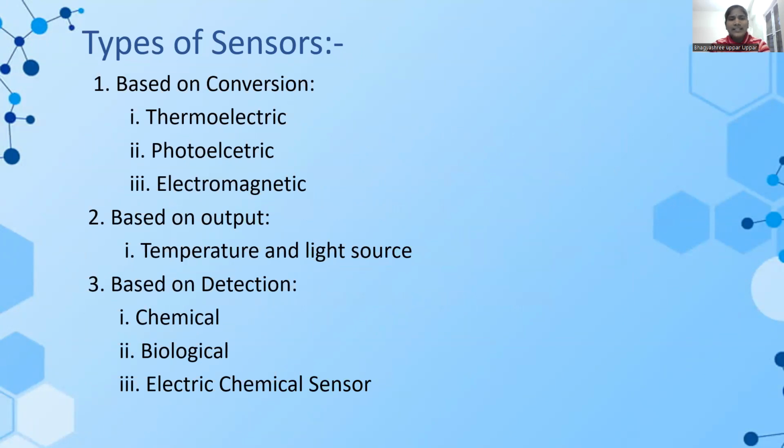The types of sensors are: first one, based on conversion: thermoelectric, photoelectric, electromagnetic. Second one, based on output: temperature and light source. Third one, based on detection: chemical, biological, electrochemical sensors.